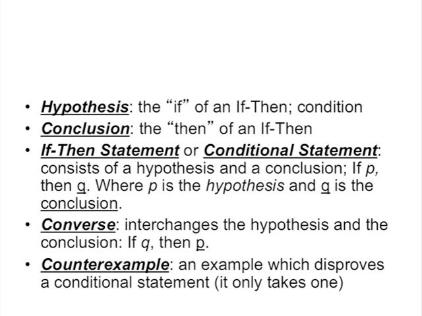A converse takes the if and the then and interchanges them. The words if and then actually stay where they are, but the body of that switches around backwards. A counterexample is something that we disprove a conditional statement with, and it only takes one. We just need to find one way to show that this won't work, and that completely disproves it. Even if it works hundreds of other ways, if we can find one way that it doesn't work, that makes it a false statement.